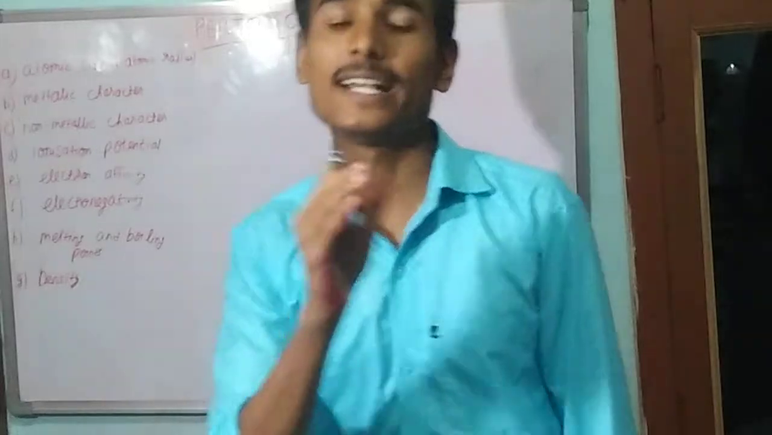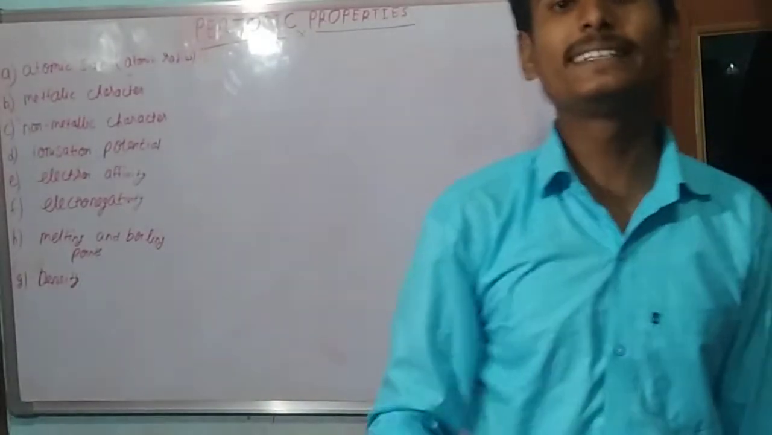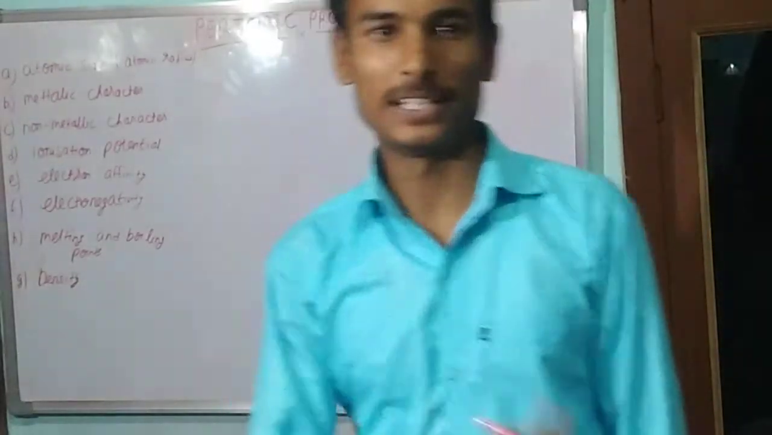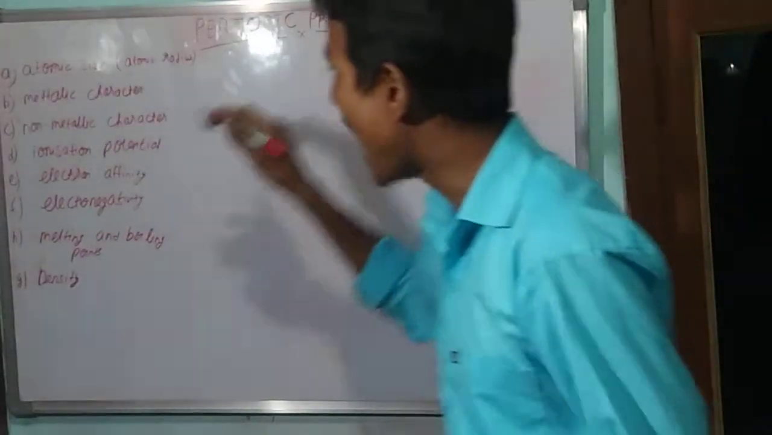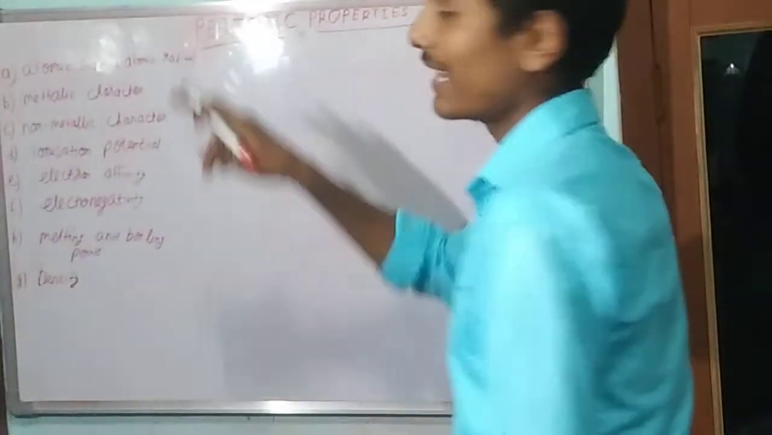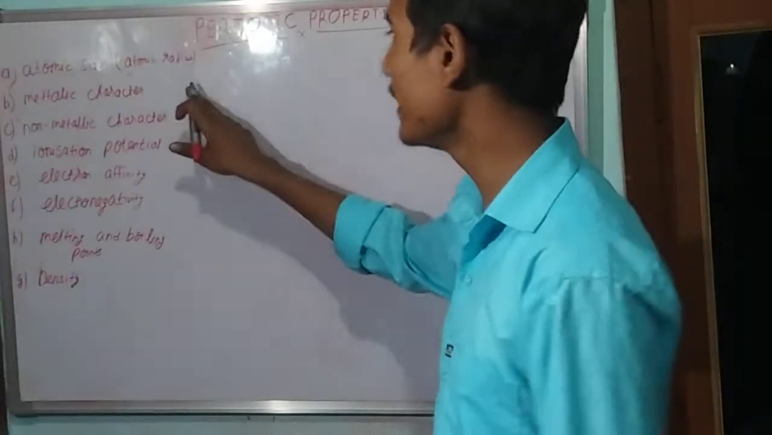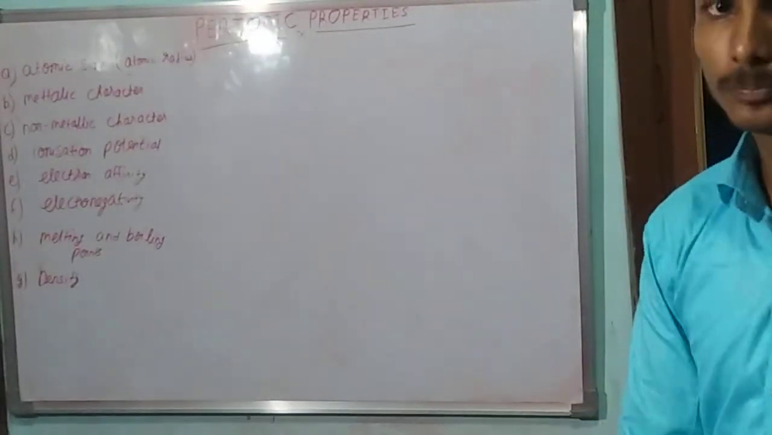Then next is metallic character. What is metallic character? The tendency to lose electrons to complete its octet or duplet is called metallic character. It means any element which can easily lose its electrons. That is only metallic character. Then how does it vary across the period or down the group?